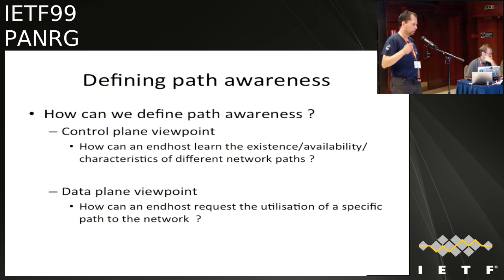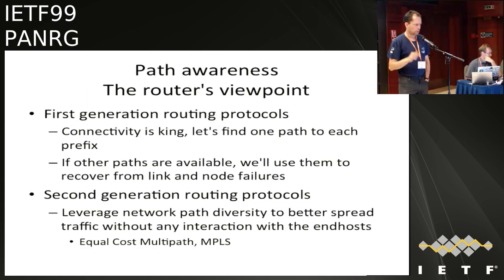So let's look at path awareness and some evolution of path awareness on the internet. If you look at the first generation of routing protocols, let's say RIP, what was important was to have connectivity, and as long as you have one path to reach a destination, everybody is happy. You don't want to do more than that with those kinds of solutions. If you have multiple paths in the network, you use them for failover or for recovery when there is a failure in the network.